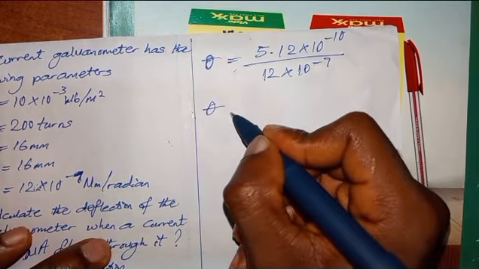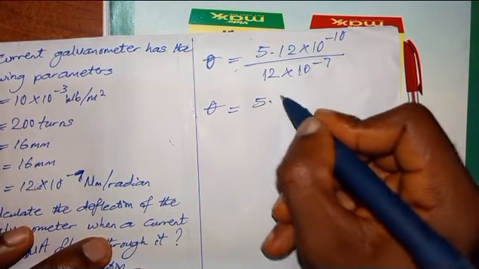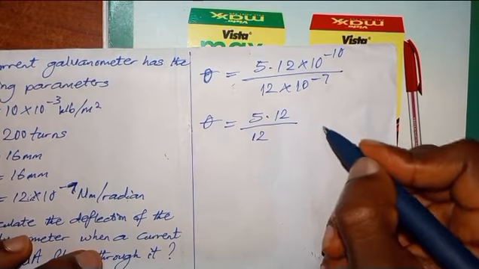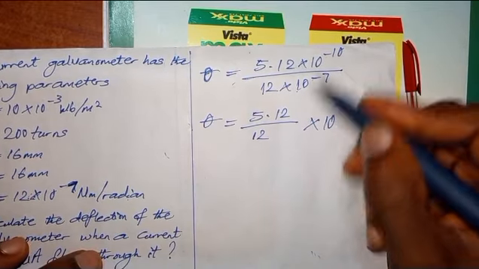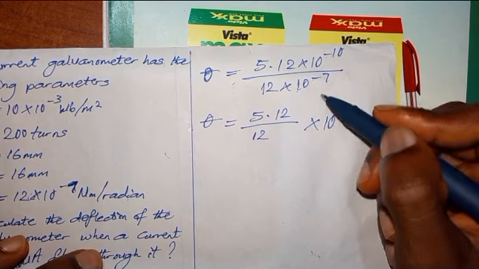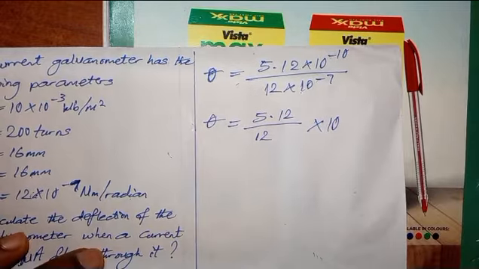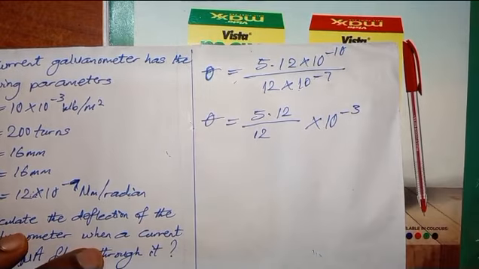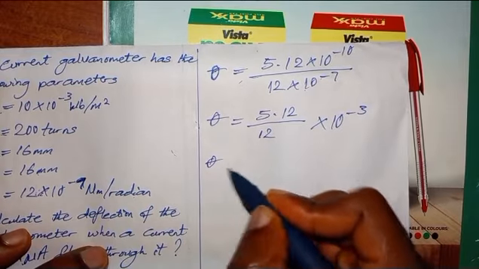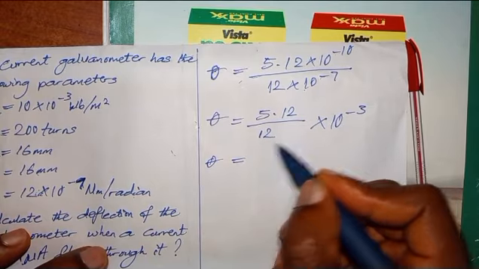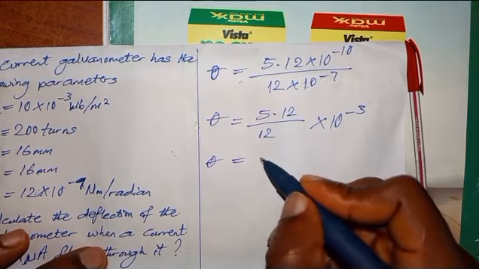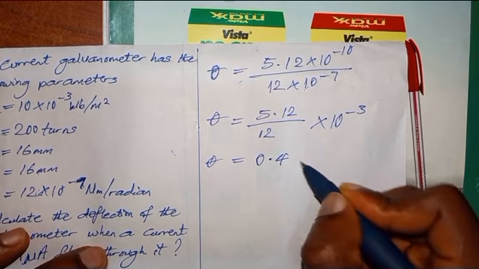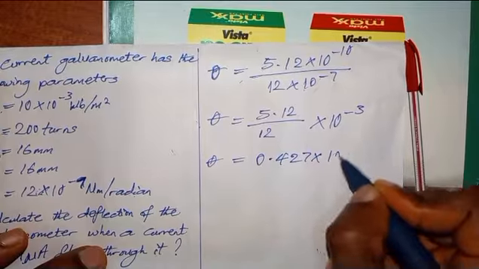So theta here will be equal to 5.12 all divided by 12, times 10. I'm bringing out these two 10s. This is times 10 raised to power minus 10, and this one minus 7. So minus 10 plus 7, that will be minus 3. That's what you have there. Then you do normal division here. You have your theta equals 5.12 divided by 12. That will give you 0.427 times 10 raised to power minus 3. Please use your calculator. I used my calculator.